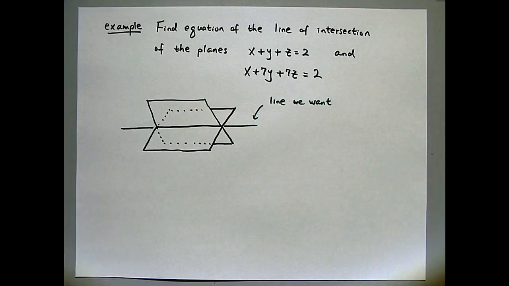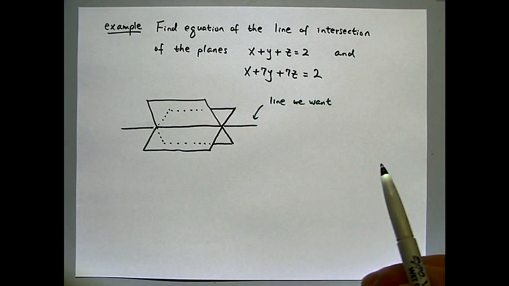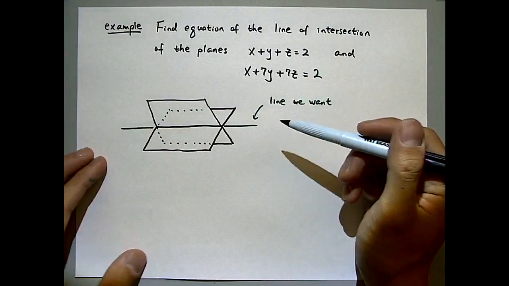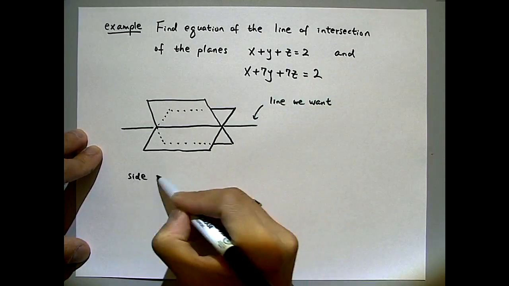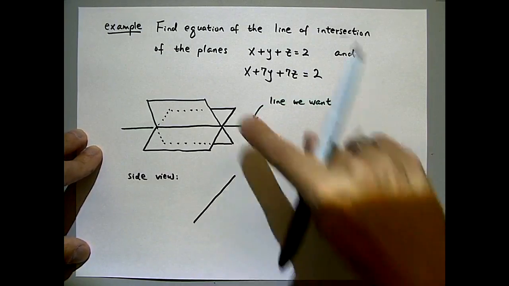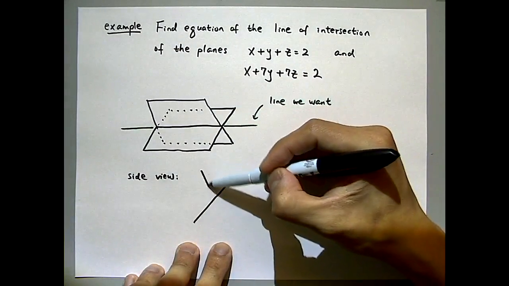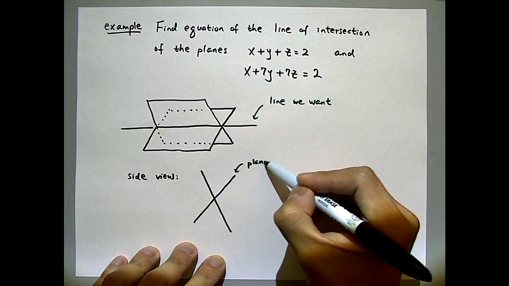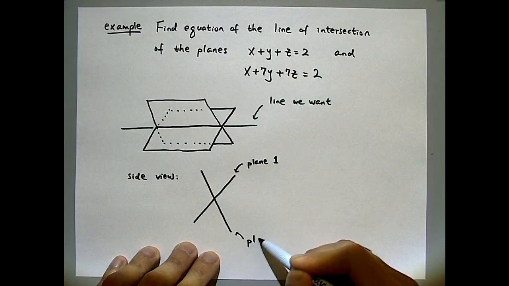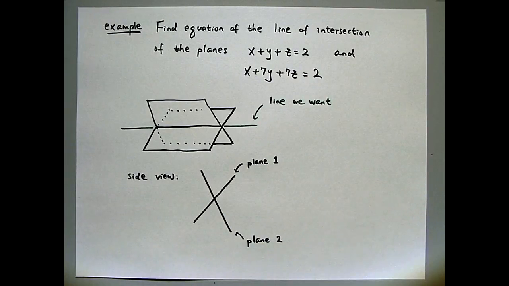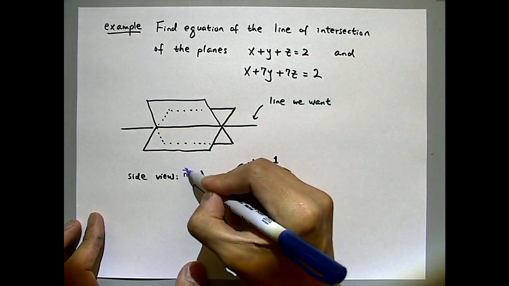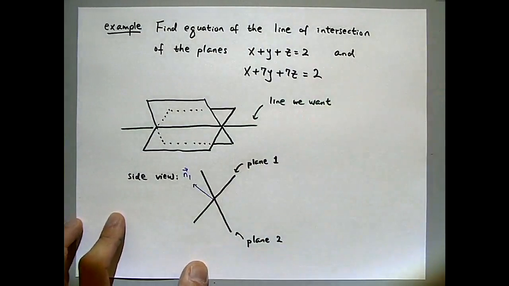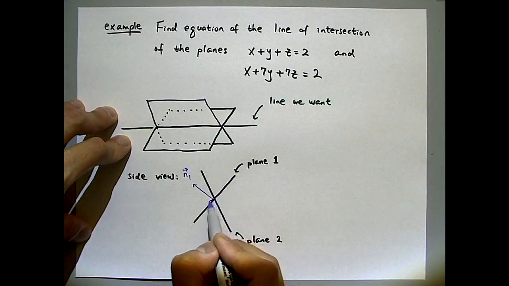Whenever we're looking for a line, we still need the two ingredients that we need for any line. We need one point, and we need a vector telling us the direction that this line is going. Let's look at this situation from the side. From the side, this plane is going to look like a line, right? And then this other plane is right here. We'll call that plane 1 and call this plane 2. Plane 1 is going to have some kind of vector perpendicular to it. We'll call that N1. Okay? Plane 2 is going to have some kind of vector perpendicular to it. Right here, let's call that N2.